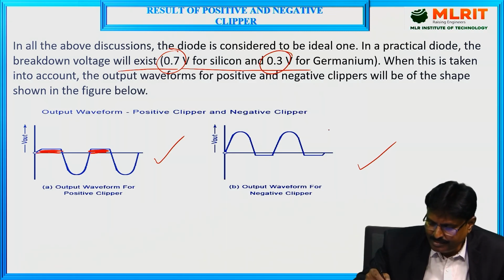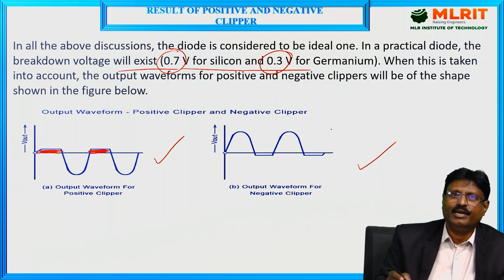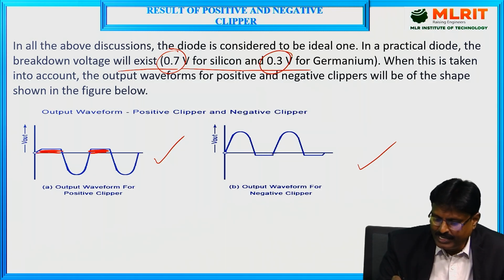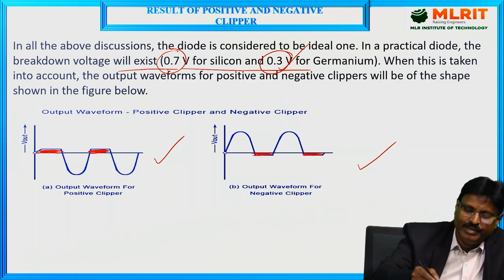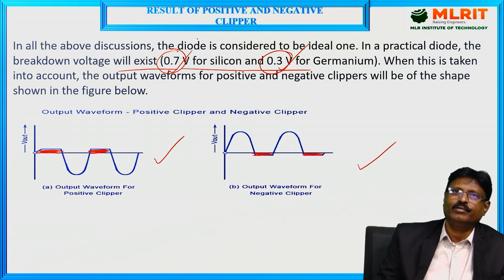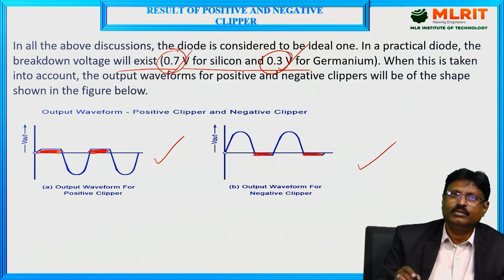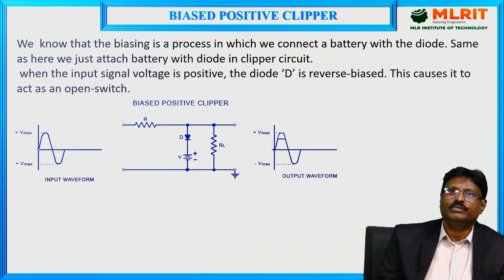In the same manner, for the negative clipper also, under practical conditions the negative peak must show 0 volts, but here it is showing some non-zero value, and here also in the second cycle. So the non-zero value will be equal to 0.3 volts for germanium and 0.7 volts for silicon. Okay, so this is the waveform under practical conditions. Whenever you consider the barrier potential under zero bias, we need to take these graphs into consideration.